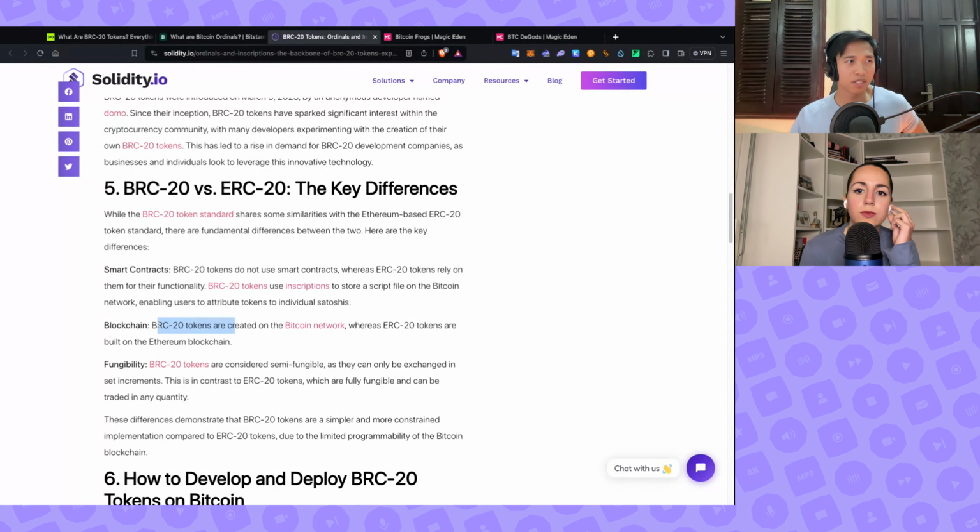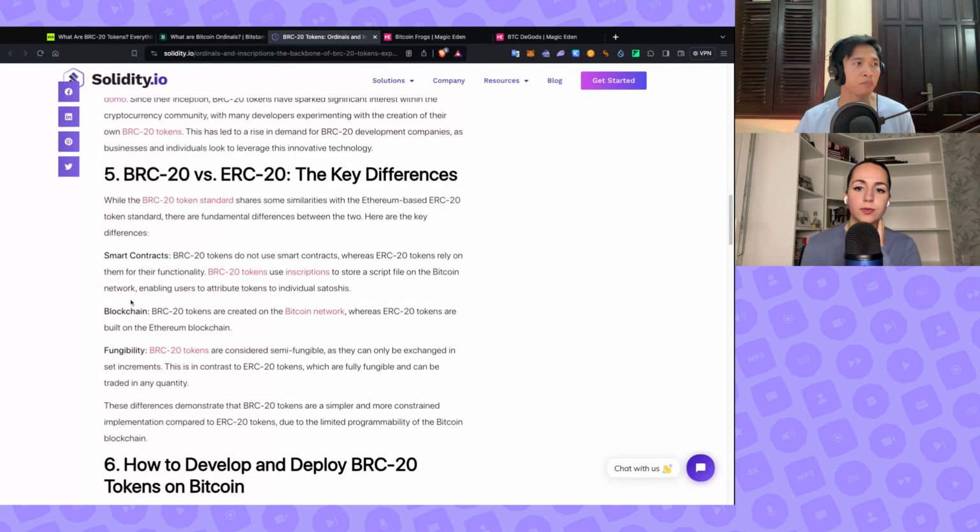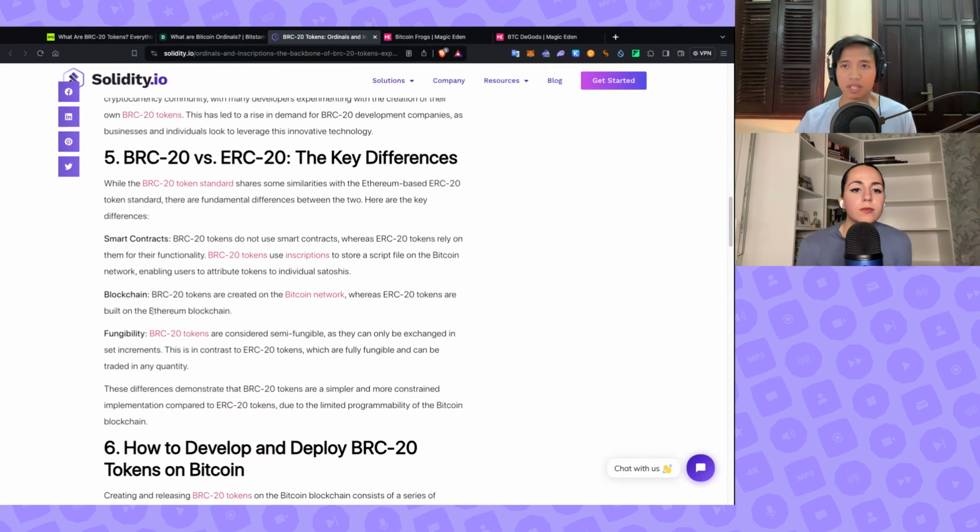And obviously, BRC tokens exist on the Bitcoin network, Bitcoin main layer 1 network, right? And then ERC tokens on the Ethereum blockchain, whether it's Polygon, Mainnet, Arbitrum, or Ethereum. And fungibility, this is an important part here. We were saying earlier, I think Raigal said that ERC tokens are fully fungible, but BRC-20 tokens are semi-fungible, meaning they can only be exchanged in set increments, right? Not one by one, but in set increments. For example, 10 or 100 Satoshi at a time.